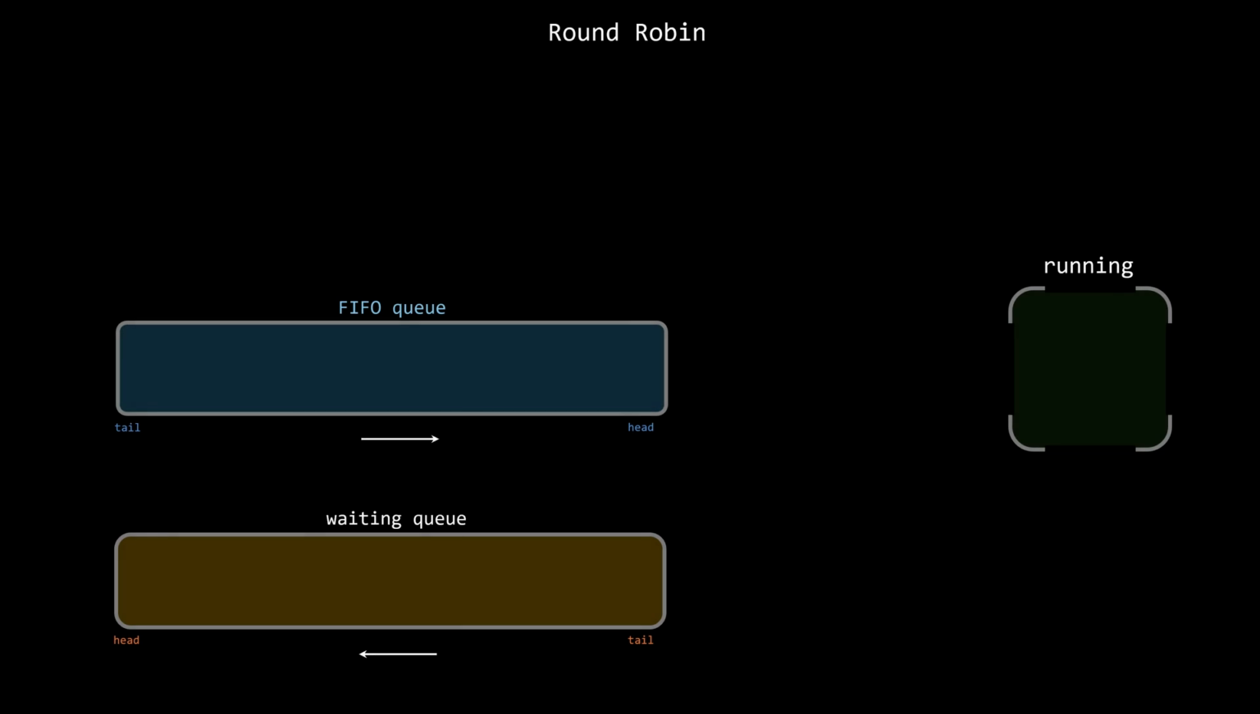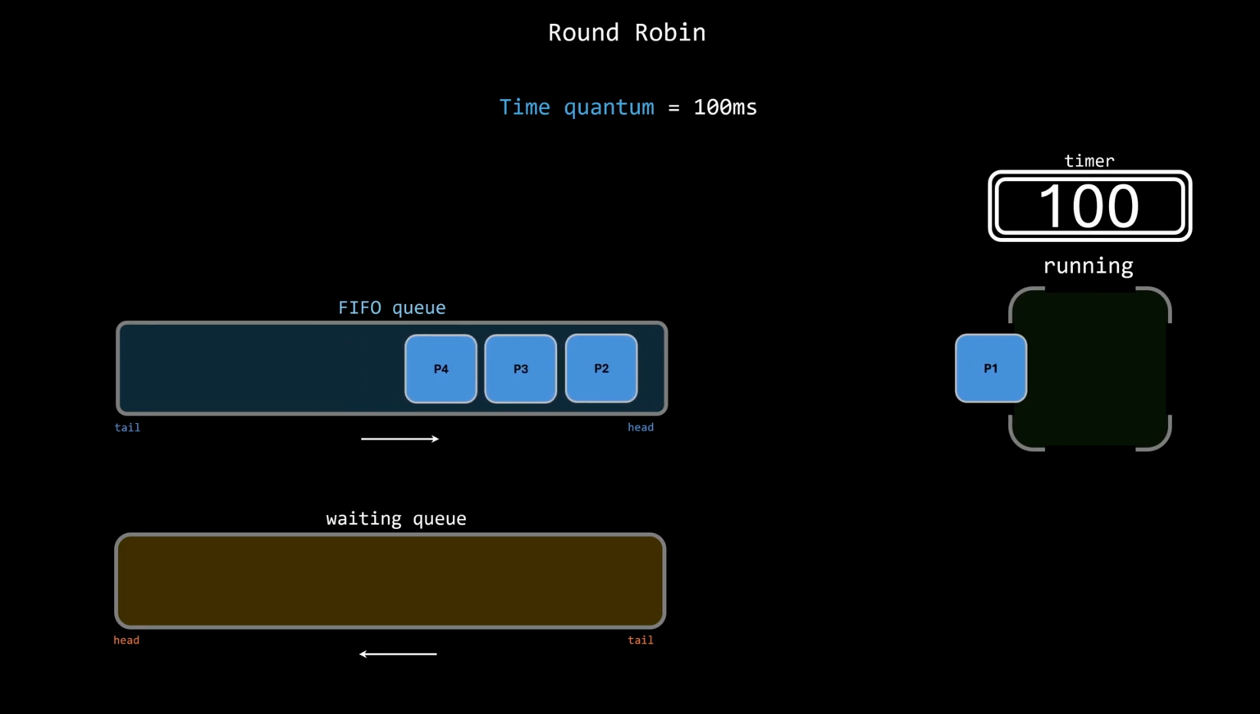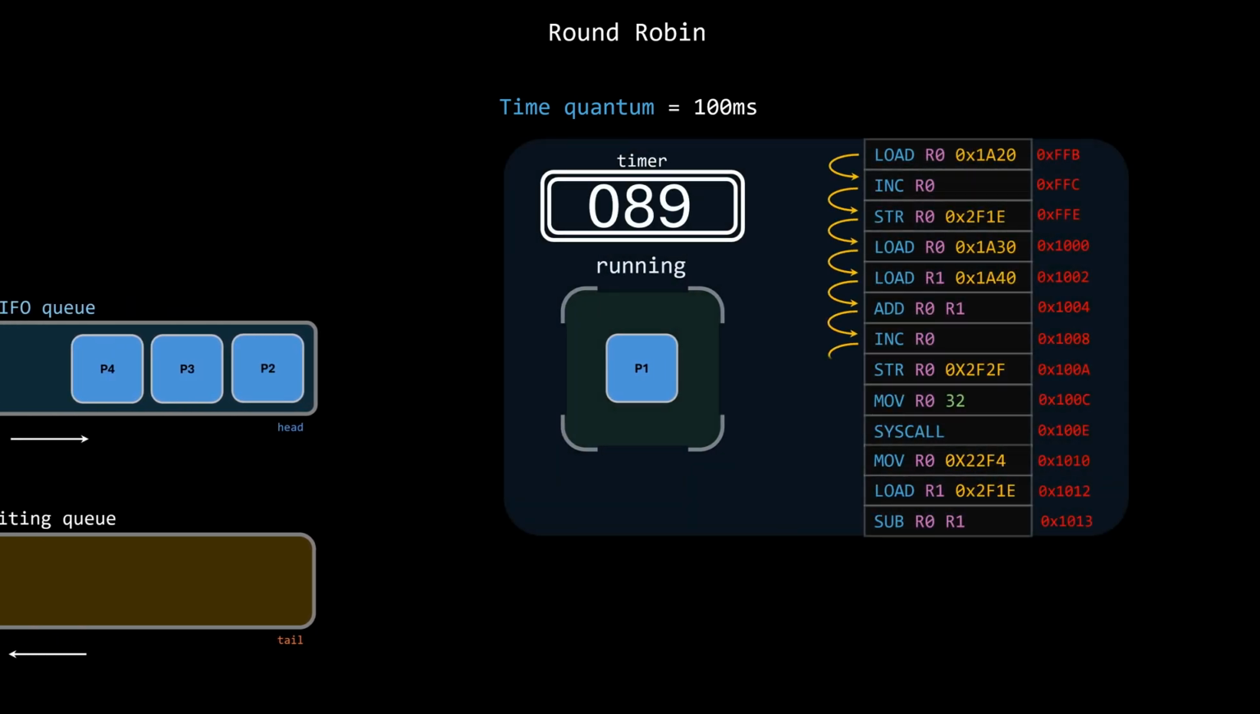A small unit of time called a time quantum or time slice is defined. Here in this animation, I'm using a time quantum of 100 milliseconds. New processes are added to the tail of the ready queue. The CPU scheduler picks the first process from the ready queue, sets a timer to interrupt after one time quantum, and dispatches the process. One of two things will then happen.